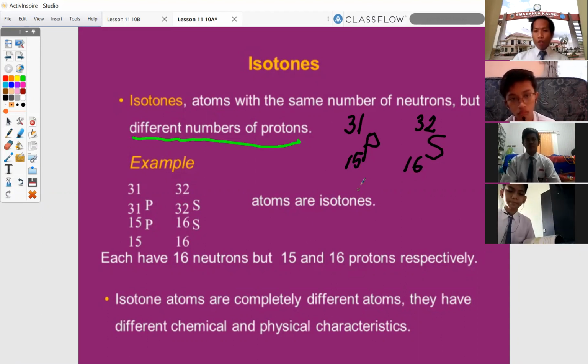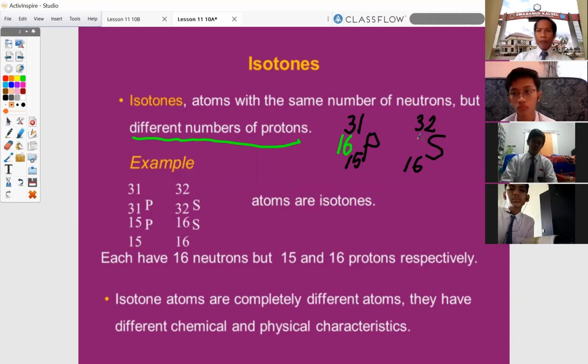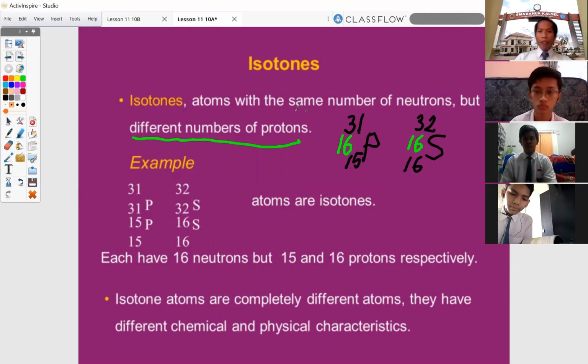How about the number of neutrons here in P? It is 16. Here, the number of neutrons is 16. Over here, what is the number of neutrons? It's also 16. Good. So that's why they have the same number of neutrons.